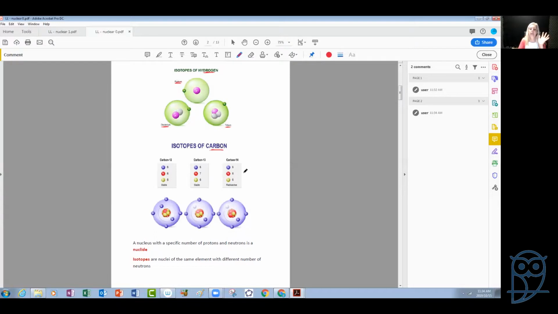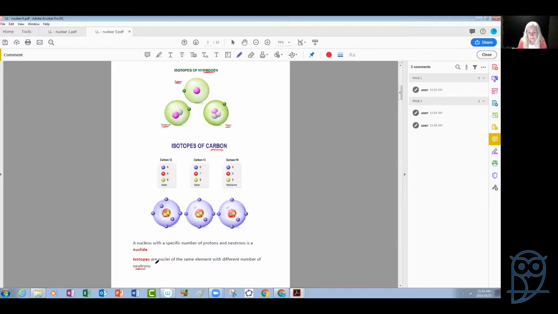What we need to remember when it comes to isotopes is that isotopes belong to the same element. They have the same number of protons, the same atomic number, and in neutral atoms, of course, the same number of electrons. The only difference between isotopes of the same element is the number of neutrons in the nucleus. So isotopes are nuclei of the same element with different numbers of neutrons.